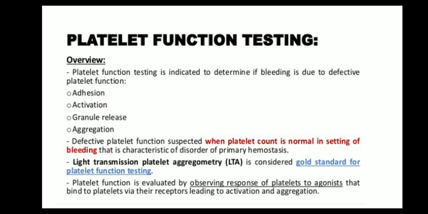Light transmission platelet aggregometer is the gold standard for platelet function testing. Platelet function is evaluated by observing the response of the platelets to agonists that bind to the platelets via receptors, leading to activation and aggregation. So I repeat this slide. Platelet function test is indicated to determine if the bleeding is due to defective platelet function, that is adhesion, activation, granular release and aggregation. And light transmission platelet aggregometer is the gold standard for platelet function testing.